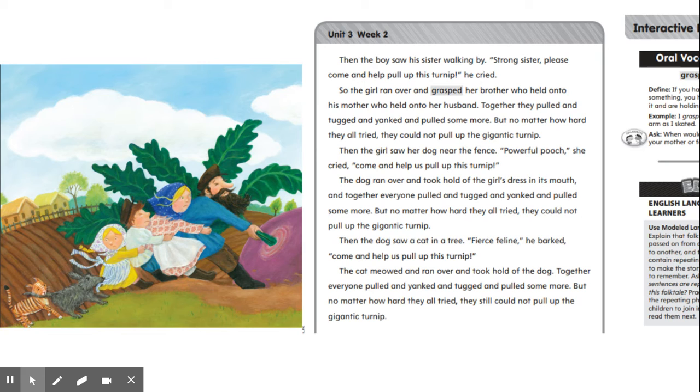Okay. So what is happening in the middle? Have you been introduced to any new characters? So far, have they been able to get the turnip out? Let's keep reading.